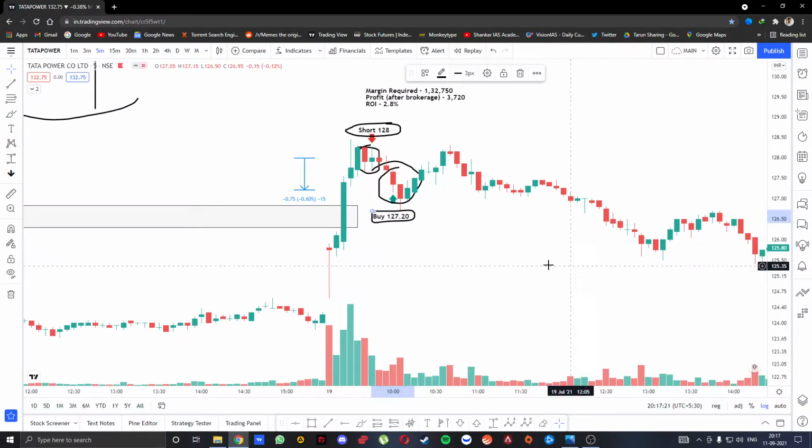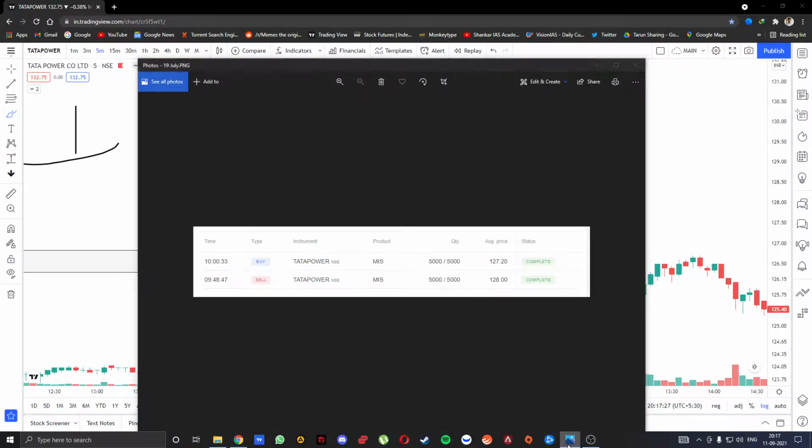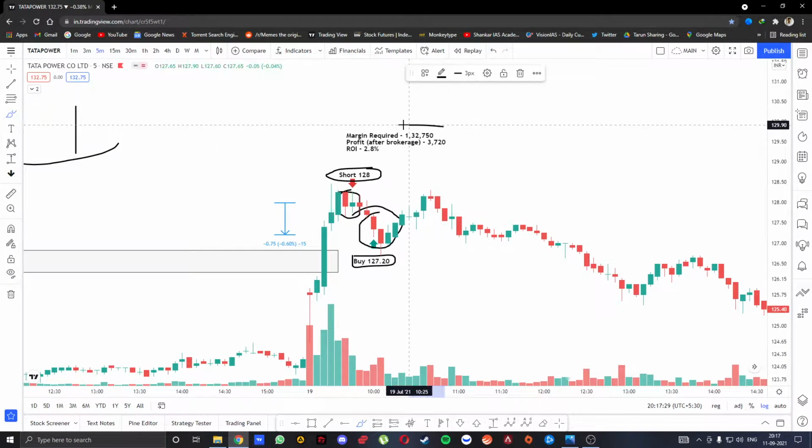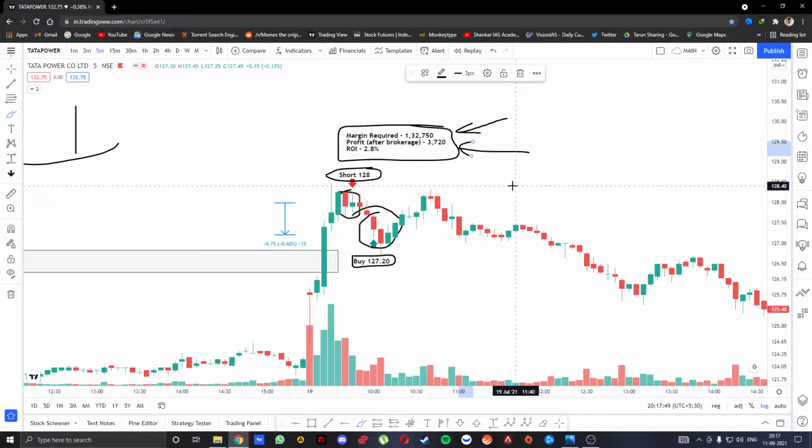So 80 paise trade, but in intraday, so the number of shares was 5,000 shares. So the margin required was 1,32,750, and profit after brokerage, this I have calculated and watched in the P&L page of the broker. So margin required was this much. Profit after brokerage, this is after deducting all the brokerage, tax and everything, and so the profit on the margin was 2.8% within 12 minutes. On the share it was 0.6%.